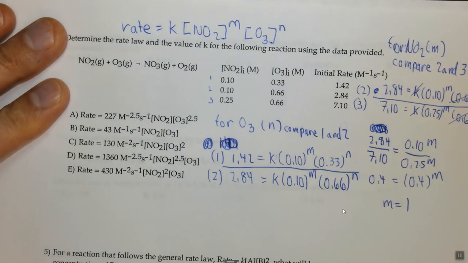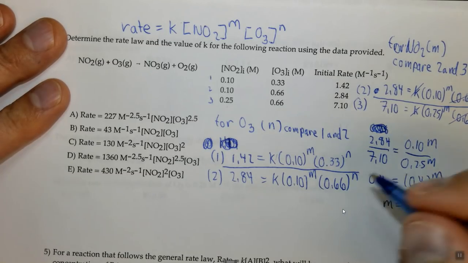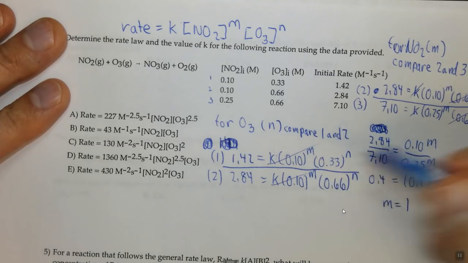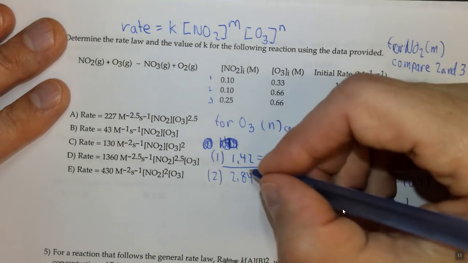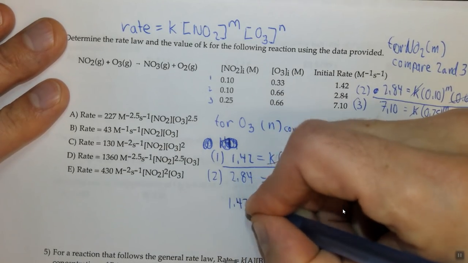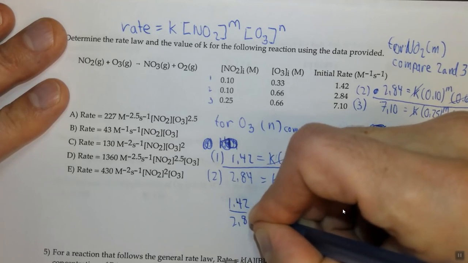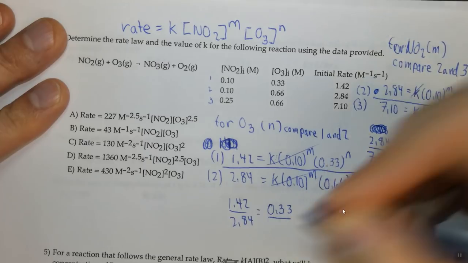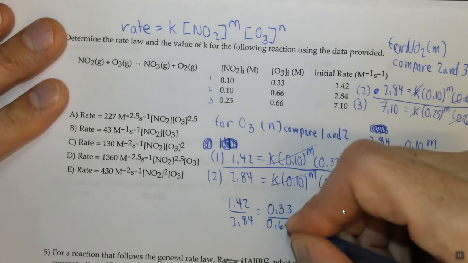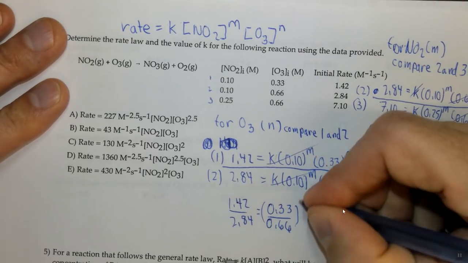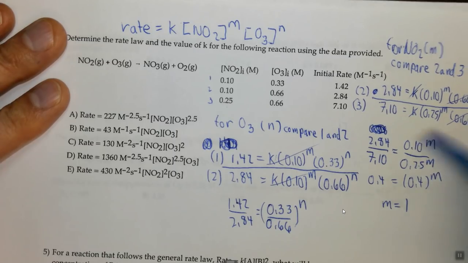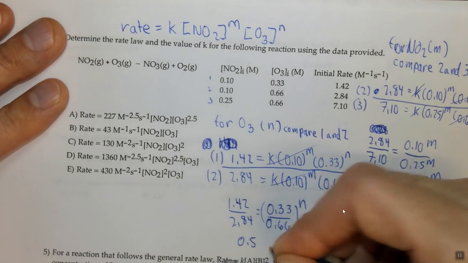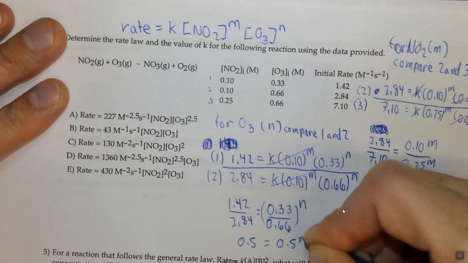Divide, like that. Once I've written both of them, what cancels out? K and 0.1 to the M cancel out. And what I get is 1.42 divided by 2.84 equals 0.33 divided by 0.66, and I'm going to write it a little bit differently this time, all to the N, which is the same as this. We just wrote it all to the N. This is 0.5 equals 0.5 to the N.